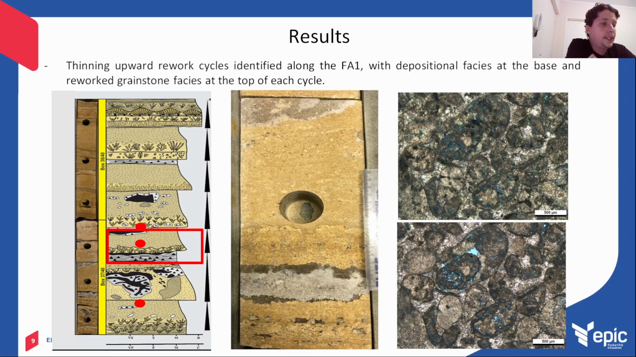Here we have the thinning upward reworked cycles identified along facies association 1, with the depositional facies at the base and the reworked grainstone facies at the top of each cycle. The silicifications occur both pervasively and by fully replaced layers with great porosity and permeability, such as the shrubstone layers. In the thin sections, we can identify the grainstones at the top of the cycles, with wood, spherulite, shrub fragments, and carbonate intraclasts.